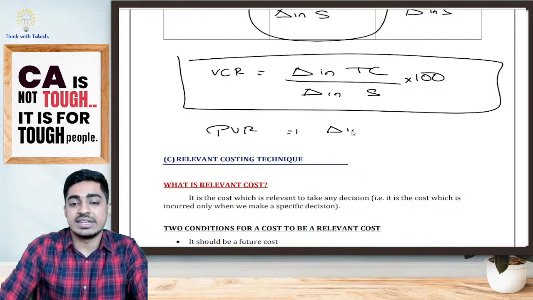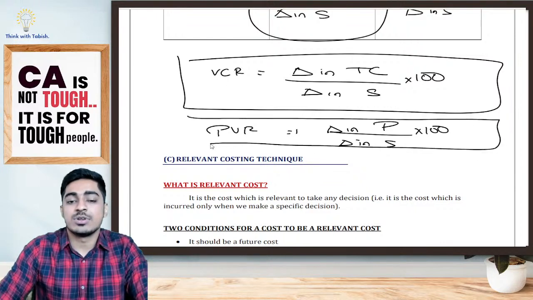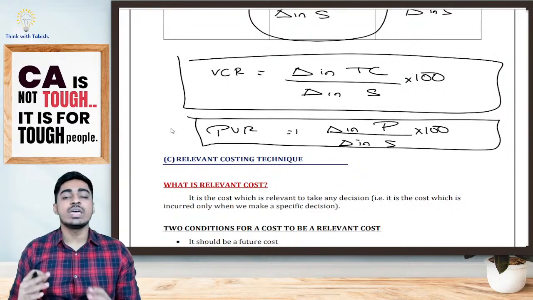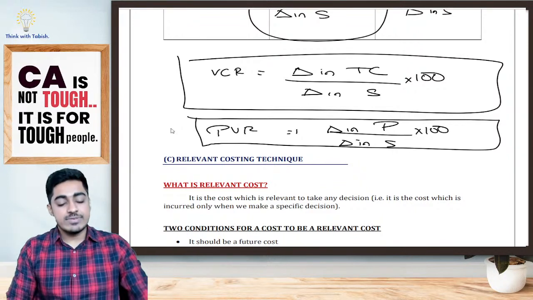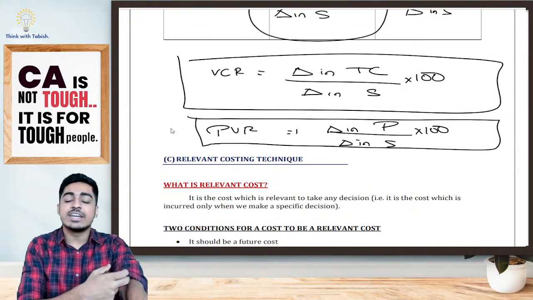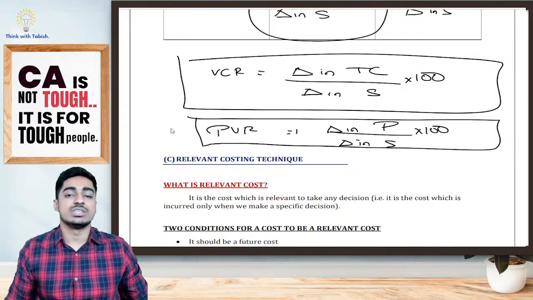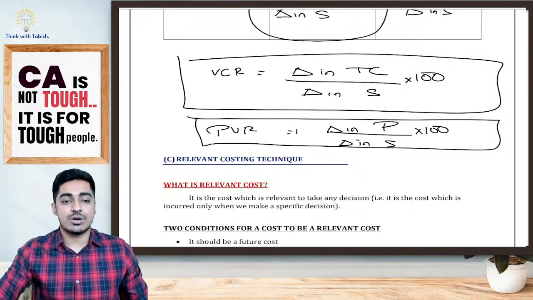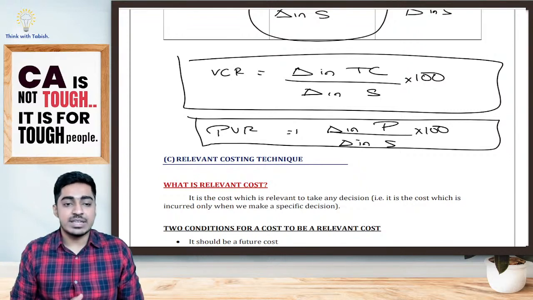Not generally tested, but even if it is asked, we should be in a position to know that and use it. So variable cost ratio is change in total cost divided by change in sale into 100. Why? Because change in total or change in variable cost are one and the same. PV ratio is change in profit divided by change in sale into 100. Why? Because change in profit, change in contribution is one and the same. With this, we've finished the basic concepts. So first, this we are discussing concept 1, the basic concept.